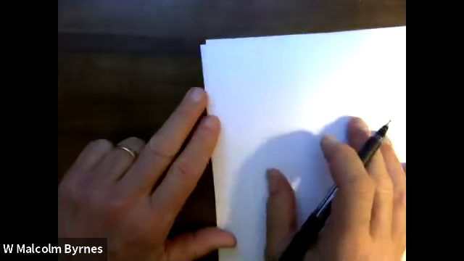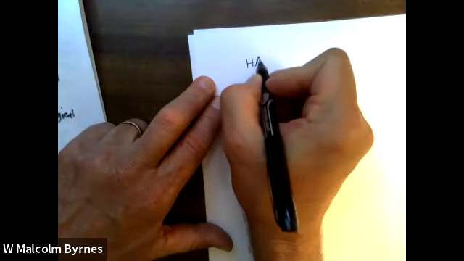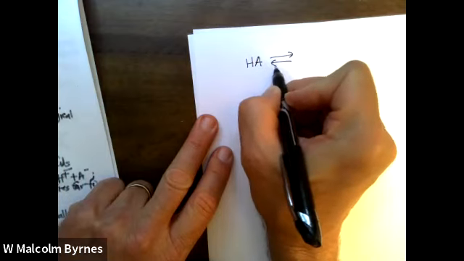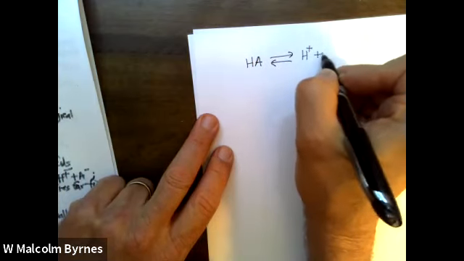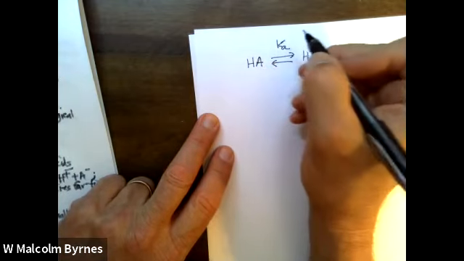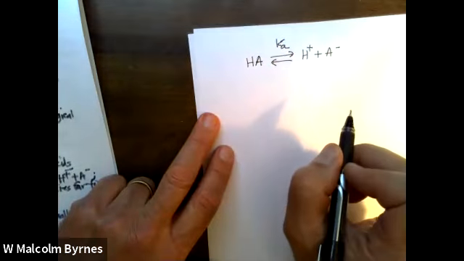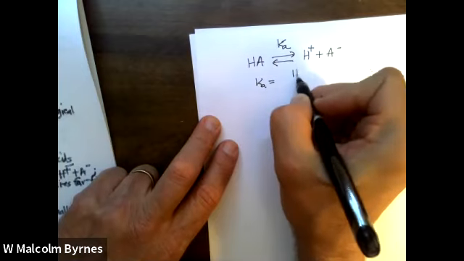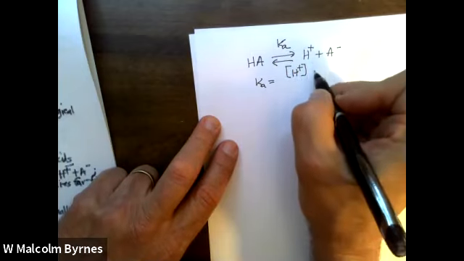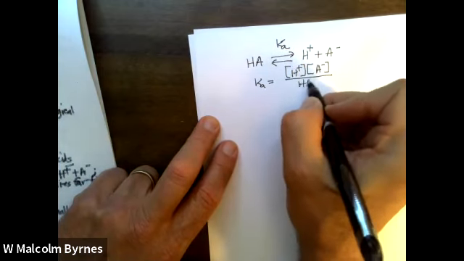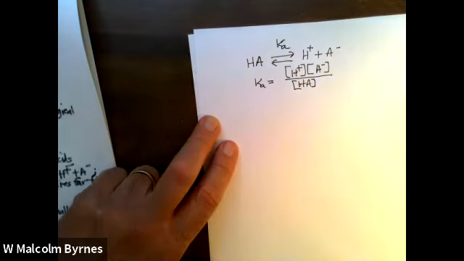So let's imagine an acid. Okay. So an acid is called HA. It can ionize to form H plus and A minus. And there's an equilibrium constant, Ka, for the dissociation of the acid. It's called the acid dissociation constant. And Ka is equal to the concentration of hydrogen ions times the concentration of A minus ions over the concentration of HA at equilibrium, in the equilibrium mixture.